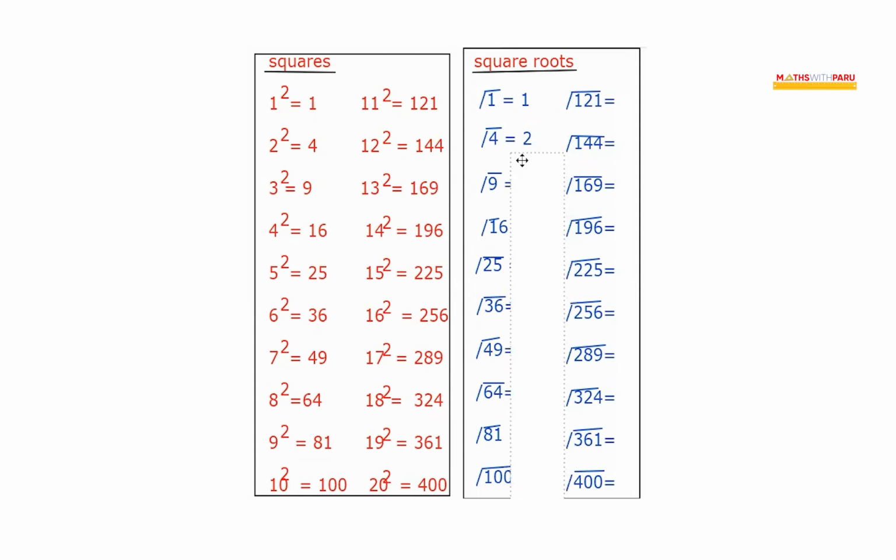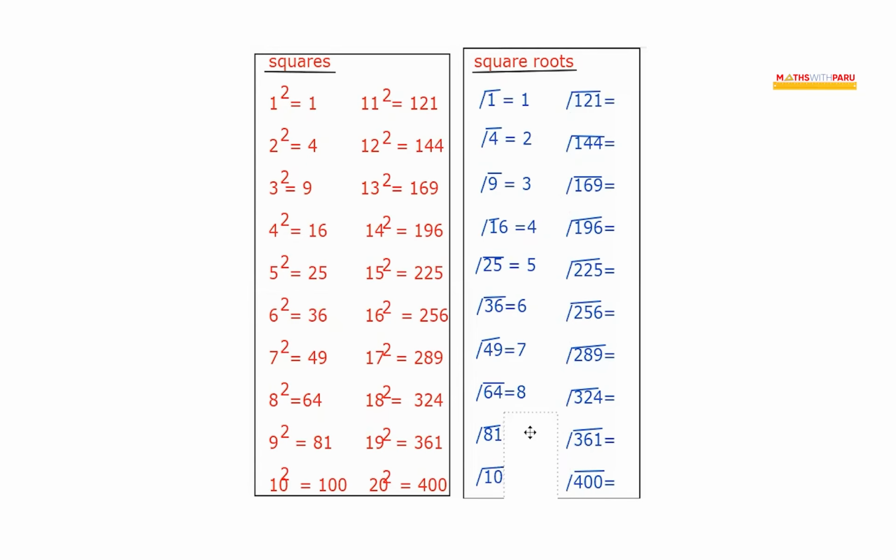Now let's have a go at the square root of 9. What are the numbers when you multiply by itself we get 9? The answer is 3. What squared will give me 16? The answer is 4. What number squared will give me 25? The answer is 5. What number squared gives me 36? The answer is 6. The square root of 49 is 7. The square root of 64 is 8.